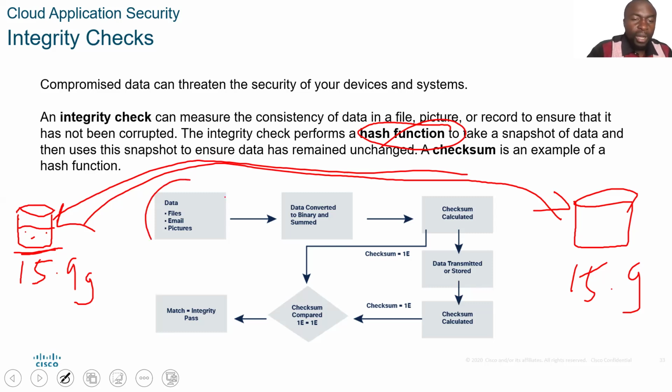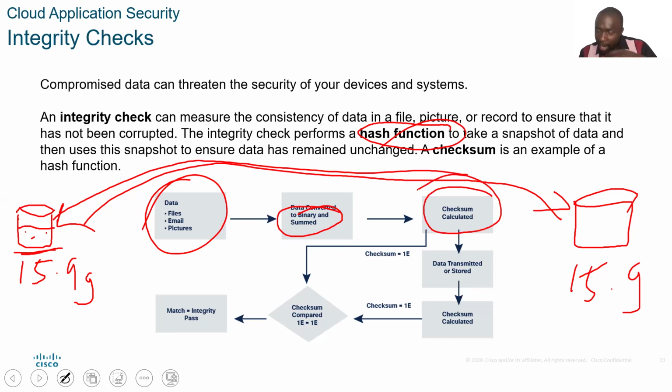So if you look at this, for instance, you have your data. It may be your files, your emails, your pictures, and things like that. And then this data is converted to binary and summed. That's where you are creating your hash. So it is converted to binary, and then a sum is given. Then from there, a checksum is calculated. That means they calculate for errors and ensure that there is a particular value for it. Once it's calculated, then the data is stored and kept. Or if you don't want to keep it, you intend to transmit it or send it somewhere, fine. Then you send it.